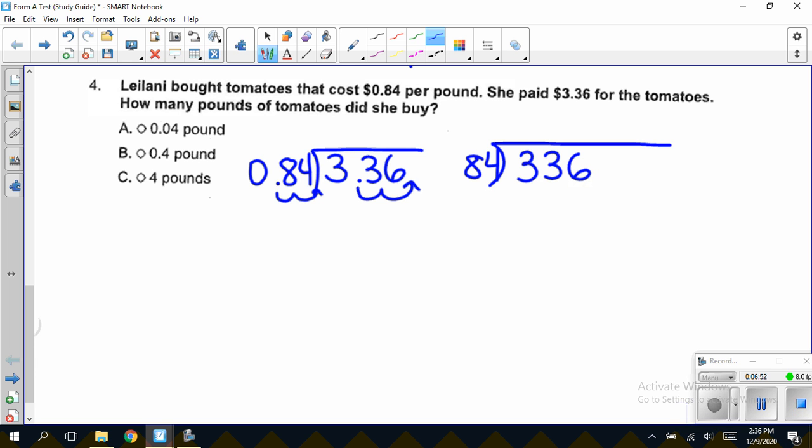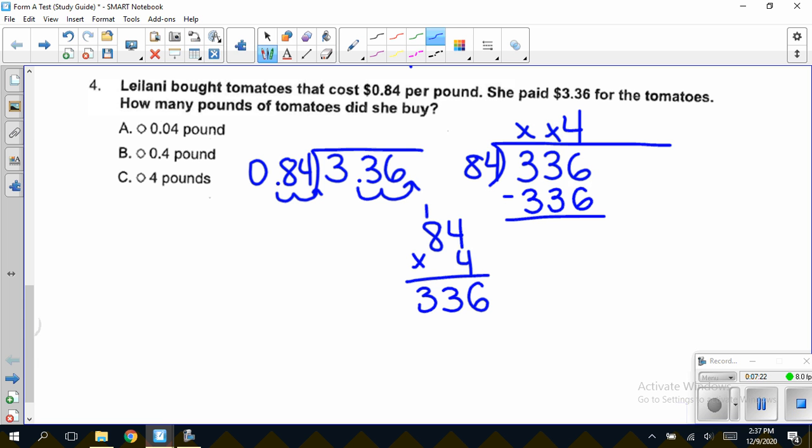Looking at the problem, I see that 84 doesn't go into 3, nor does it go into 33. So off to the side, I'm now going to try 84 times 4 to make sure it does give me my 336 that I need. So 4 times 4 is 16, carry the 1. 4 times 8 is 32, plus 1 is 33. So that does give me what I need. So I now have just the answer of 4 pounds. So C.